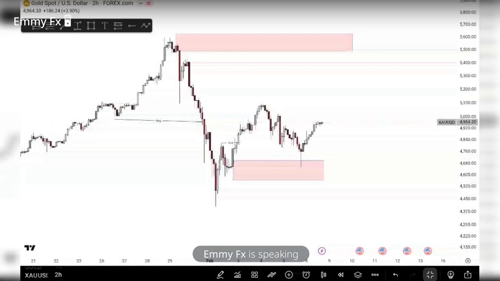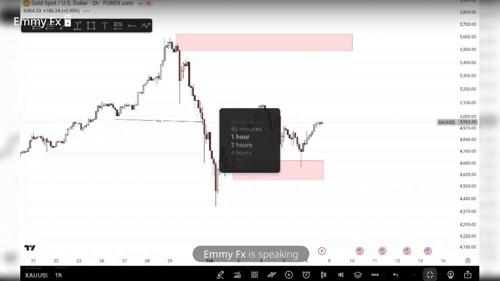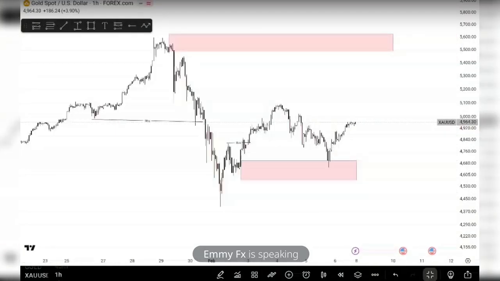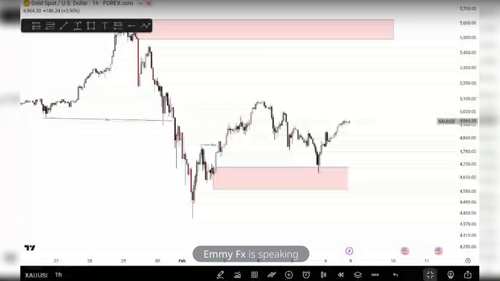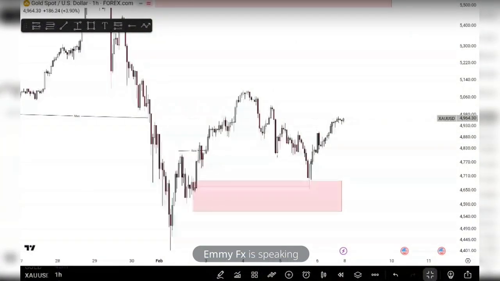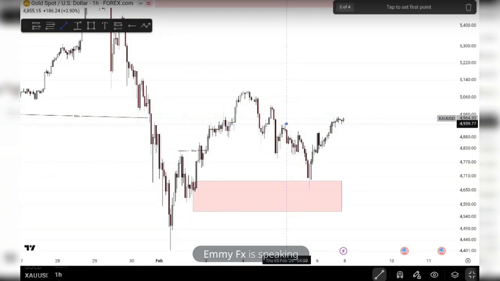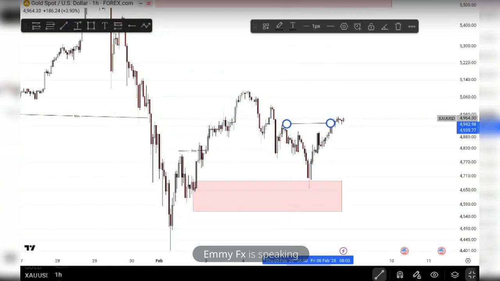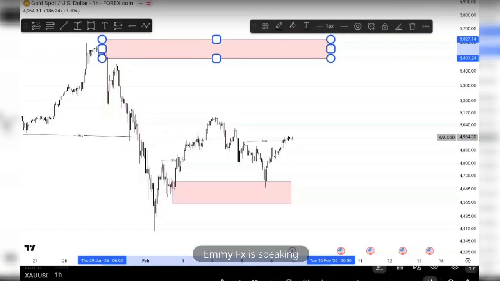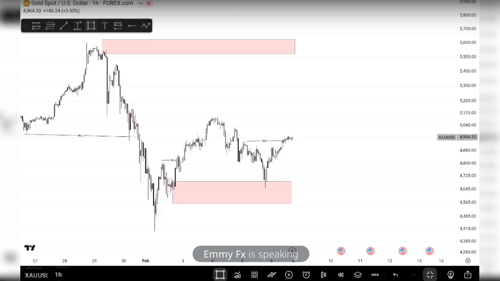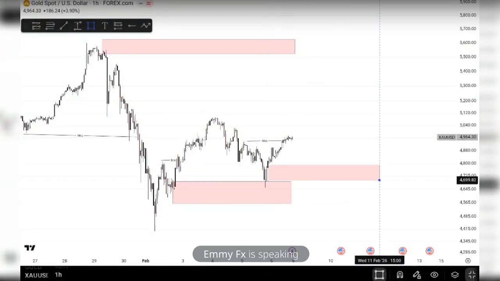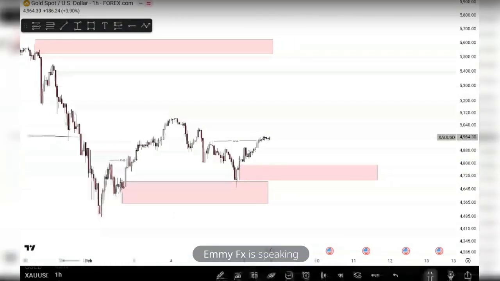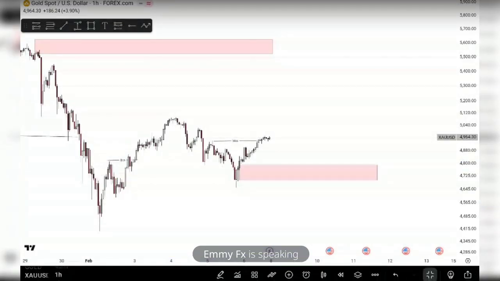I would love us to move to our 1 hour time frame. In our 1 hour time frame, price already reacted from here. Also, we have a market structure shift to the upside. I want us to refine this origin to be here, and this is going to be the order block that causes this market structure shift.